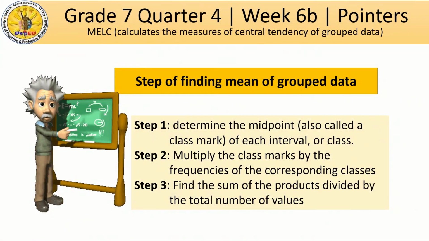Steps of finding mean of group data. First step, determine the midpoint, also called a class mark, of each interval or class. Second step, multiply the class marks by the frequencies of the corresponding classes. Lastly, step number 3, find the sum of the products divided by the total number of values. So, itong total number of values ay ito rin yung total frequency natin.